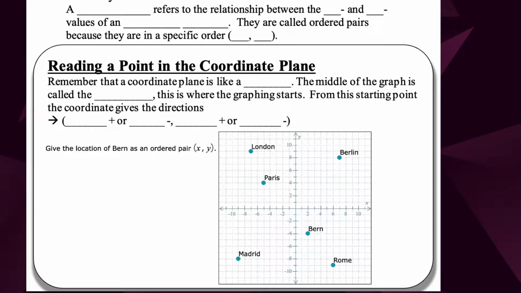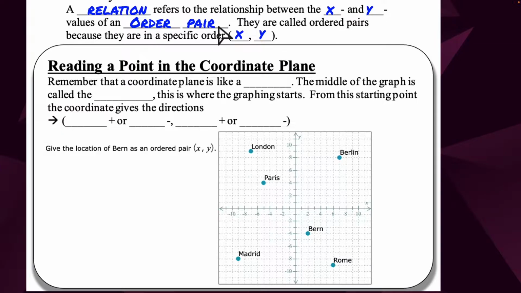So we're going to start a section today called relations, and we've already been dealing with this a little bit. So we're going to review how to read coordinates on a coordinate plane, or how to read a point on a coordinate plane. So first let's go over what a relation is. A relation refers to the relationship between the x and the y values of an ordered pair.